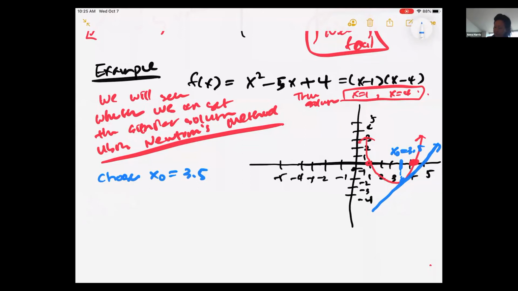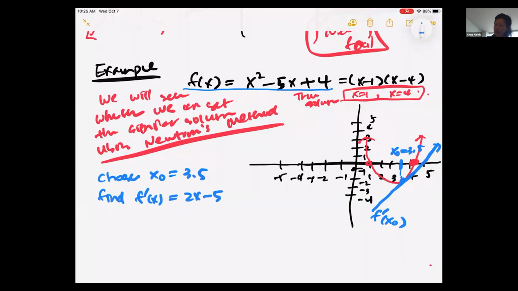So this is f prime of x naught. Okay, so to do Newton's method, I gotta choose x naught, I gotta find f prime, I gotta have f. So I already have f right here. So now I gotta find f prime, which is equal to 2x minus 5.